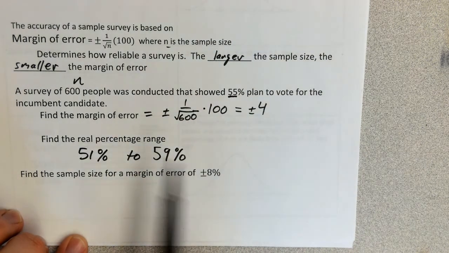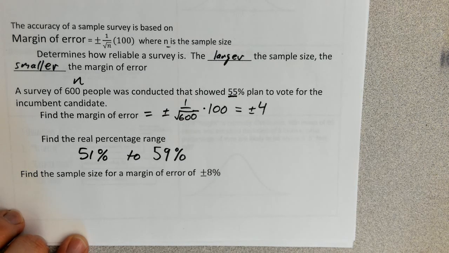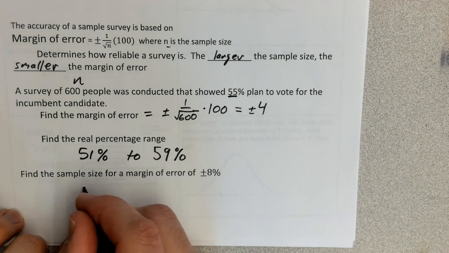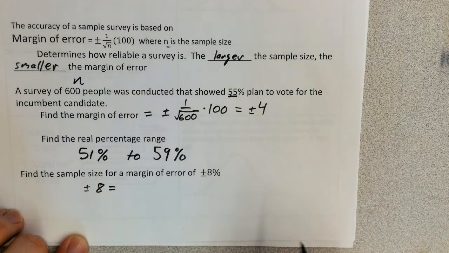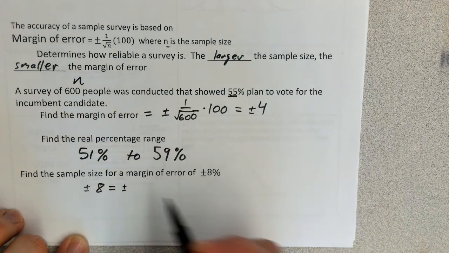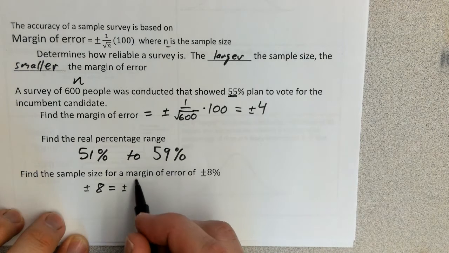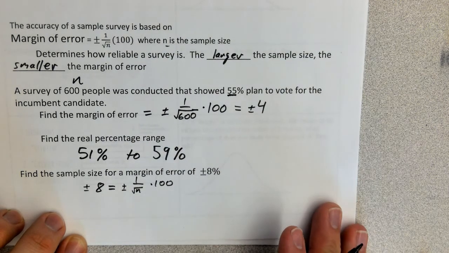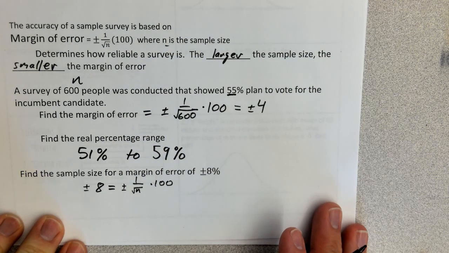All right. So you can also use this formula in reverse. So what you can do is take, if you've got a margin of error, you can work it back to figure out what the sample size was. And so what we'll do is we'll take this 8, all right, and we'll plug it into the formula as our margin of error up here. So we have plus or minus 8 is equal to plus or minus 1 over the square root of n, which we don't know, times 100. All right. And then we're just going to try to solve for n here.